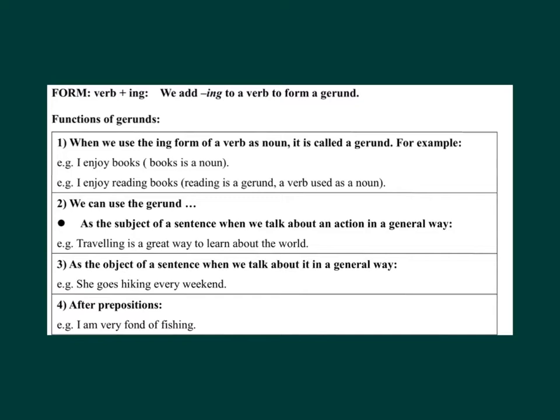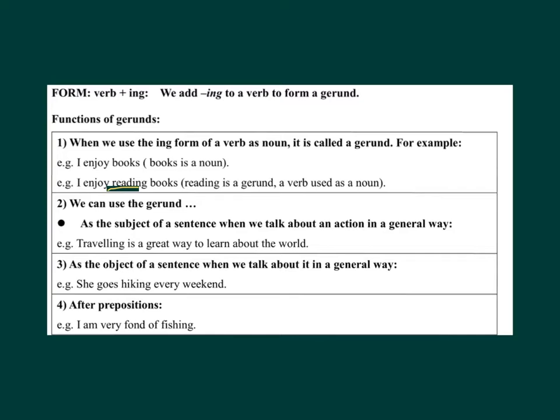Functions of gerunds. Number 1. When we use the ing form of a verb as a noun, it is called a gerund. For example, I enjoy books. Books is a noun. I enjoy reading books. Reading is a gerund, a verb used as a noun.